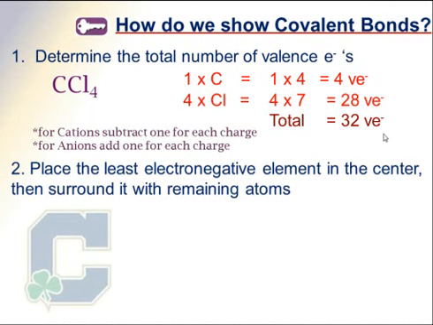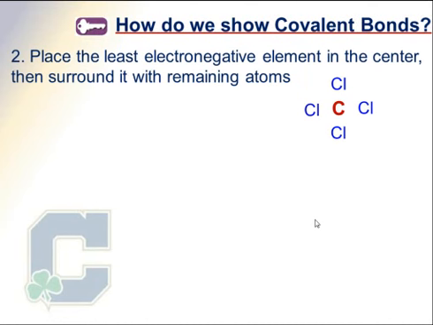Okay. So number 2. Place the least electronegative element in the center. Now, you can look up those numbers that we talked about earlier, or just look at the periodic table. Cl is all the way on the right side next to the noble gases. C is about 3 or 4 spots away and up 1. So which one's going to be the least electronegative based on that? Well, it would be C. So I'm going to place C in the center, and then I'm going to place all the remaining atoms, which is the 4 chlorines, around it. 1 above, 1 below, 1 to the right, and 1 to the left. So that's what that would look like.